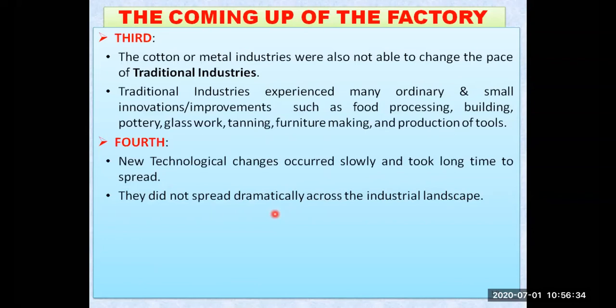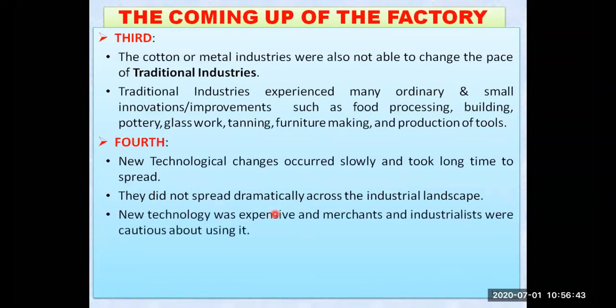ये न्यू टेक्नोलॉजीज या न्यू मशीन्स बहुत तुरंत ही जो है एक्सेप्ट नहीं कर लिए गए. It took time, है ना. It could not spread dramatically, है ना. ऐसा नहीं कि तुरंत नए मशीन आने लगे और लोग खरीदने लगे. People were hesitating, and we can see also that even new machines were expensive. New technology was expensive, and even merchants and industries were cautious about using it.